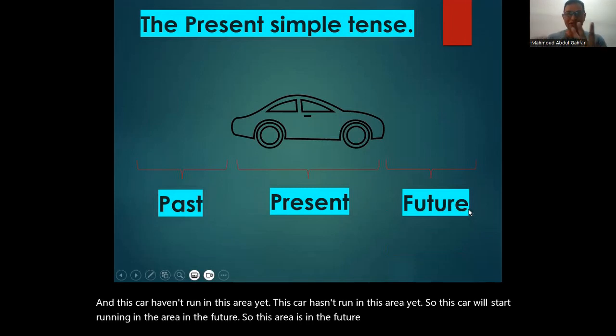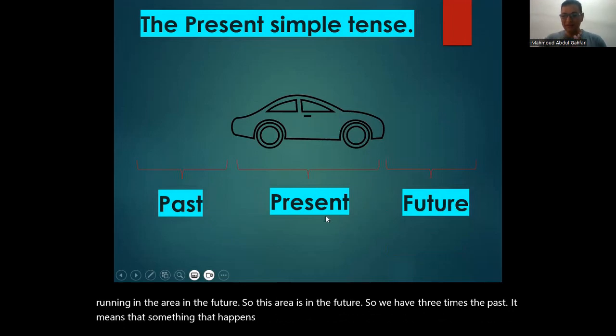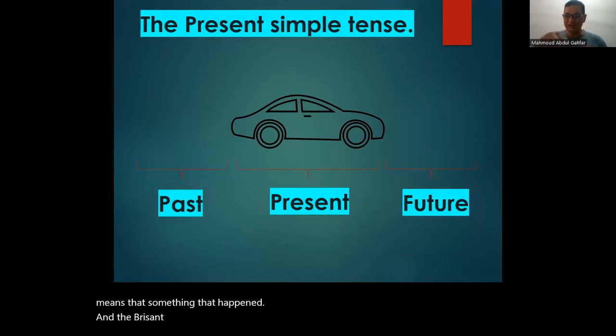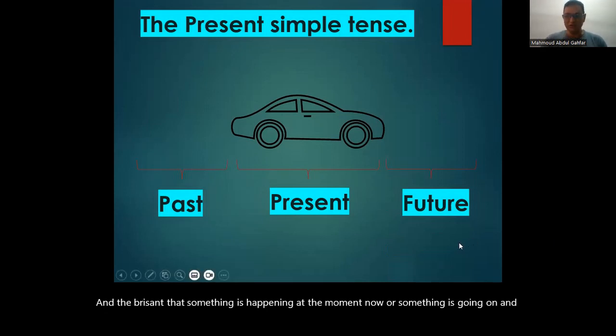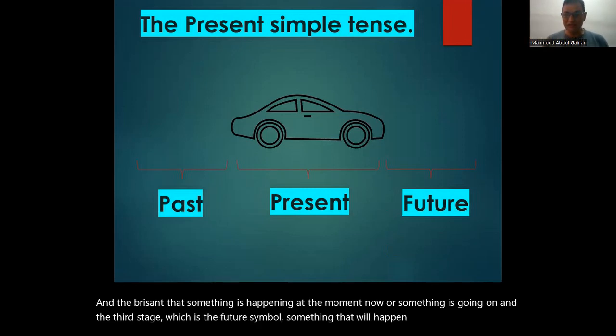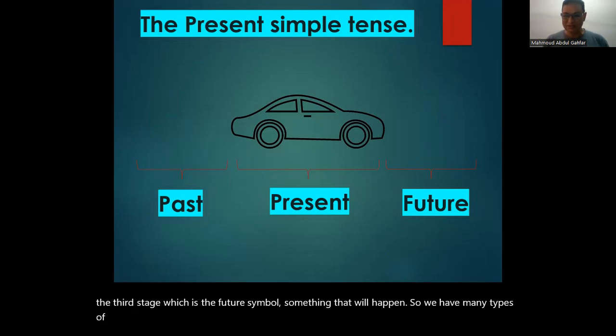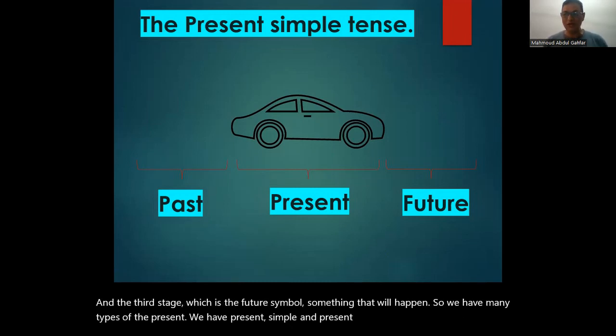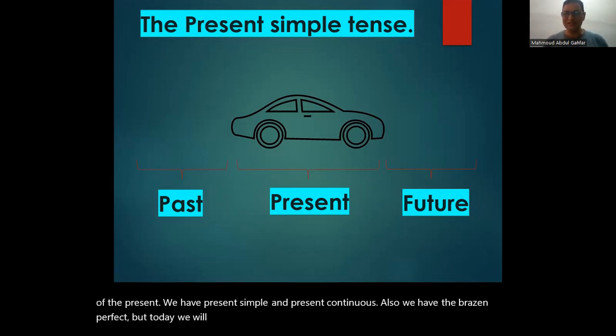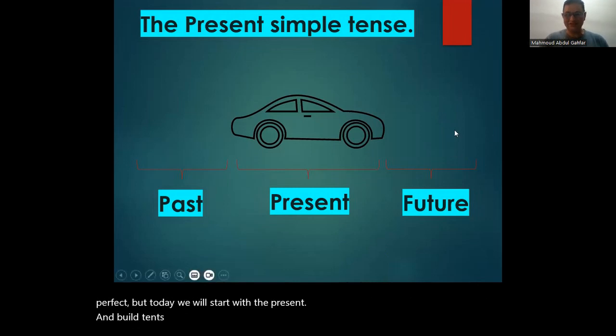So we have three types. The past, it means that something happened; the present, that something is happening at the moment now, or something is going on; and the third stage, which is the future simple, something that will happen. So we have many types of the present. We have present simple and present continuous. Also, we have the present perfect. But today, we will start with the present simple tense. Let's start.